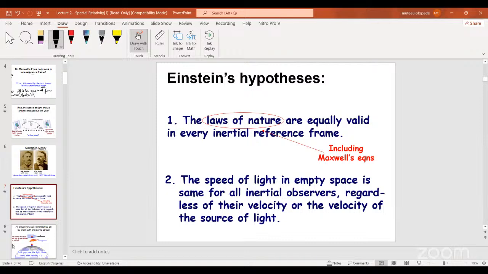Now, secondly, he said the speed of light in empty space is the same for all inertial observers, regardless of their velocity or the velocity of the source of light. So now what Einstein did was these two laws.